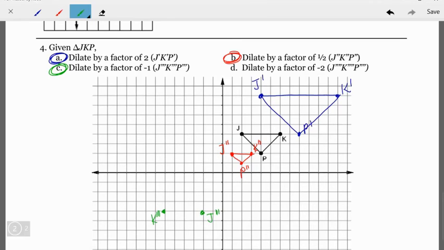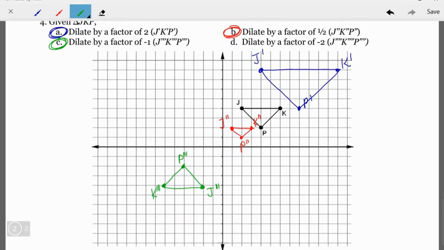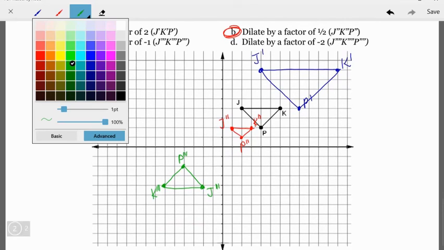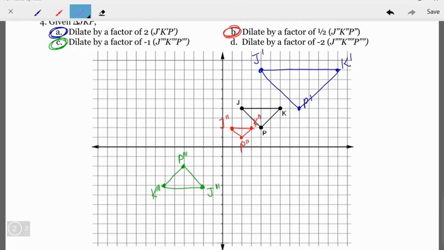P was at 4, 2. So -4, -2. P triple prime. And looks like we just rotated it around, which is exactly what dilating by a negative factor does. It does reflect it over the origin. So then last one, I need a new color. Let's change this over to, let's go with a lighter purple. Why not? So D is going to be lighter purple.